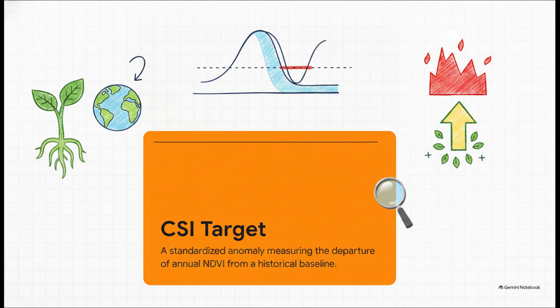Rather than just using raw NDVI, which, let's face it, can be super hard to interpret, CSI creates a standardized anomaly. It measures the departure of the current annual NDVI from a specific historical baseline. Cleverly, the math is set up so that negative NDVI anomalies, meaning less greenness than usual, translate directly into larger positive stress scores for our model.